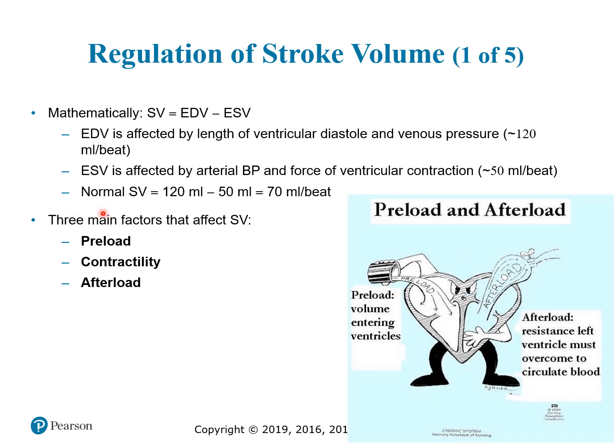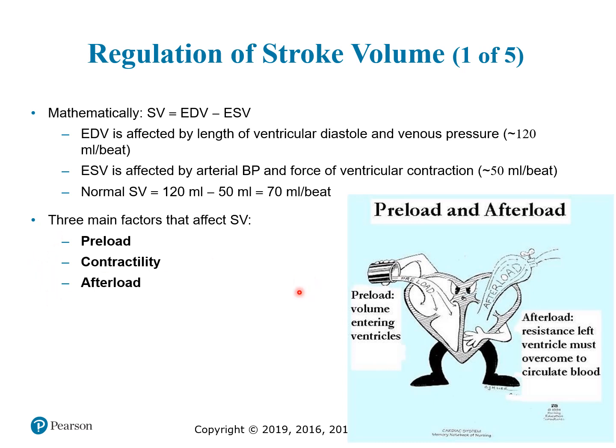So now if we put these values in this formula, the normal stroke volume is equal to 120 milliliters minus 50 milliliters. It comes to be 70 milliliters per beat. Now let's see what are the factors which affect the stroke volume. There are three factors: preload, contractility, and afterload.